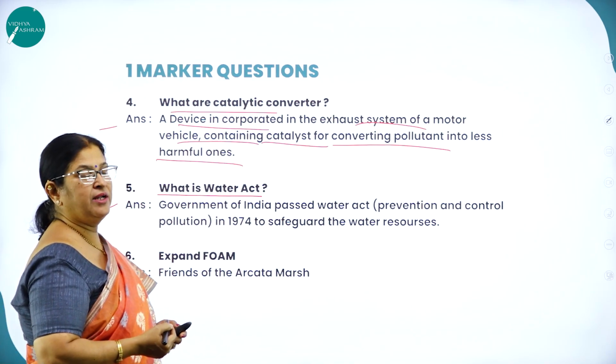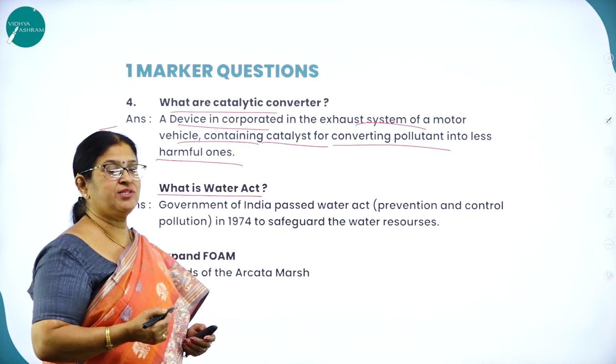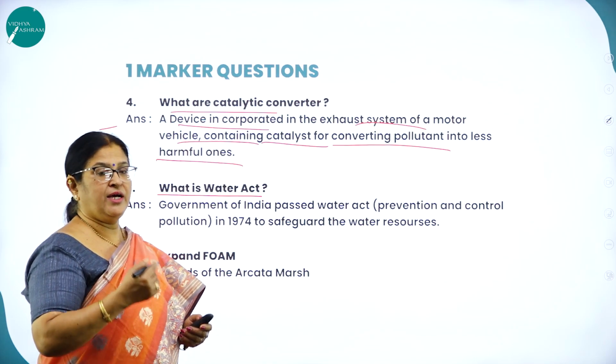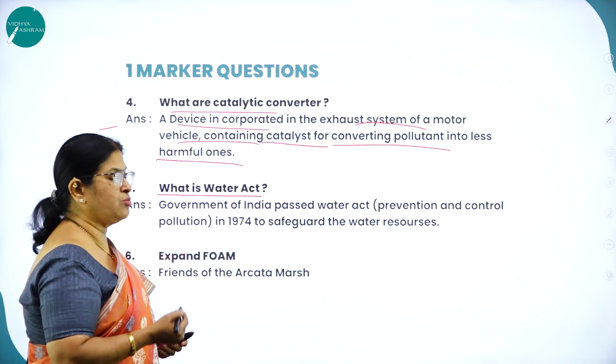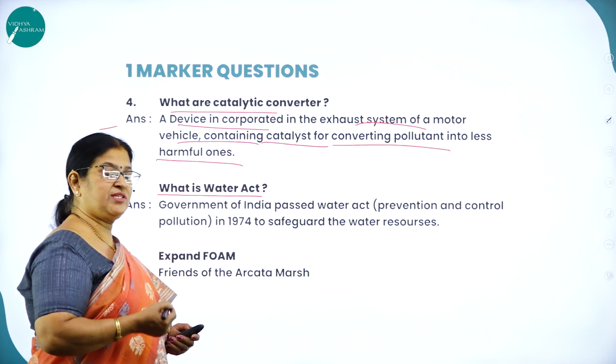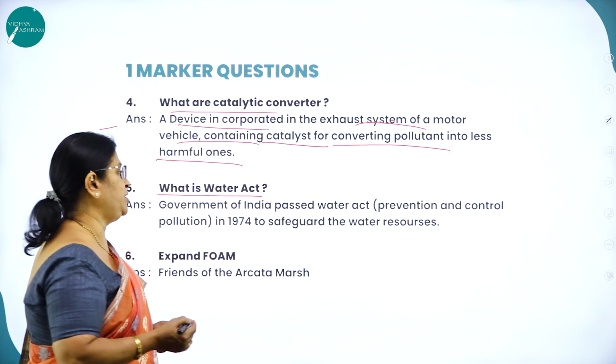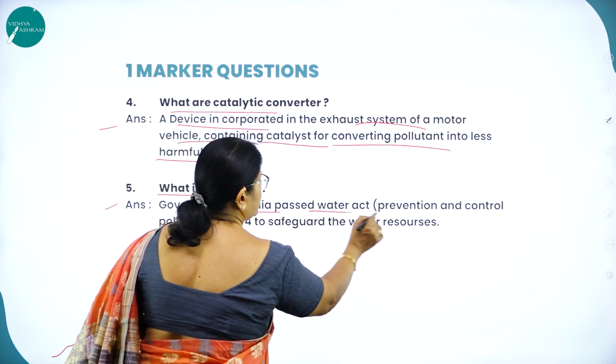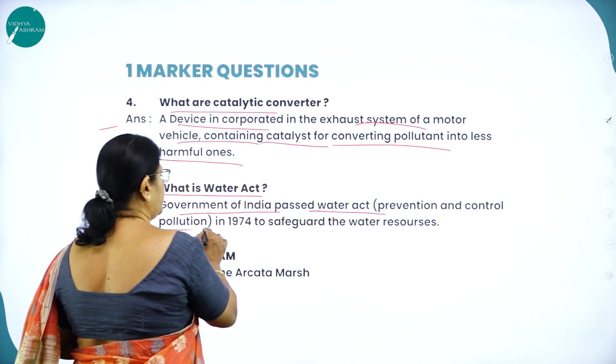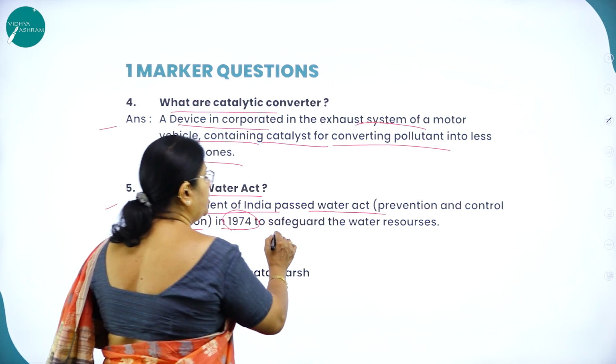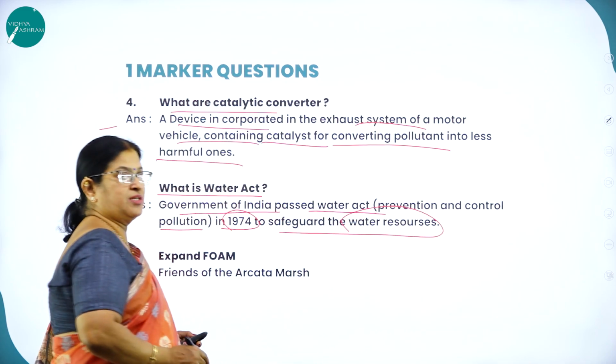As we all know, all these rules and regulations are made to prevent our environment from destruction. One such is the Water Act, which is implemented to prevent water from pollution. The Government of India passed the Water Act, that is, the Prevention and Control of Pollution Act, in 1974 to safeguard water resources.